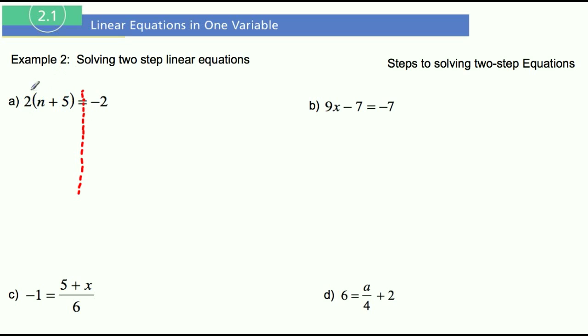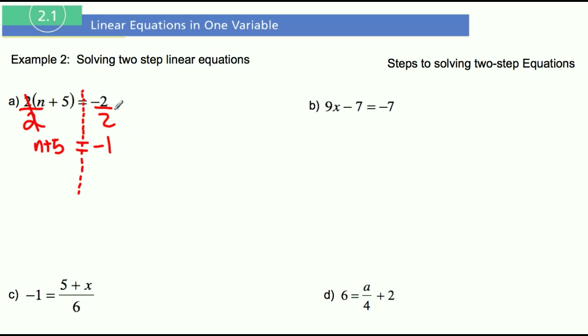We would actually deal with this 2 first, and the reason for that is because if it's inside of the parentheses, I actually have to multiply 2 times n and 2 times 5 in order to get rid of the parentheses. Okay, and that's not what we want to do right there. We actually want to just go ahead and get rid of the 2 first and then get rid of the 5. Okay, so what operation is the 2 doing? Well, the 2 is being multiplied, so the opposite of multiplying by 2 is dividing by 2. So if I divide both sides by 2, then I have n plus 5 equals -1.